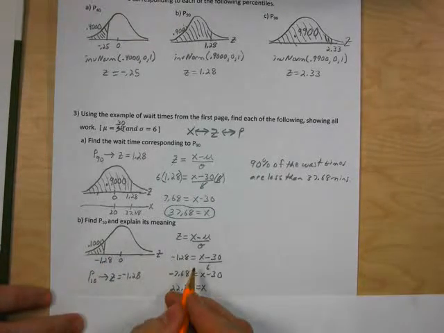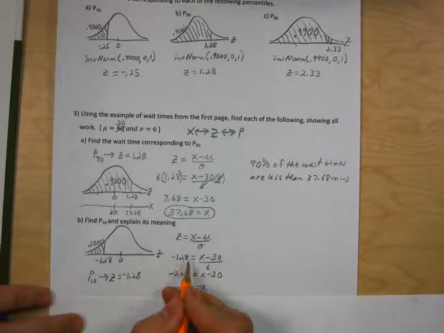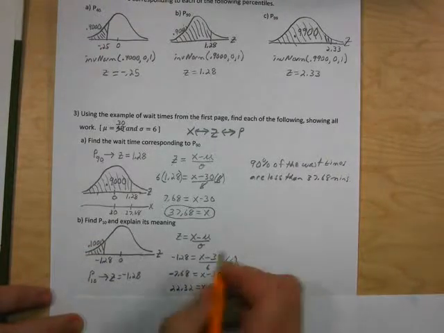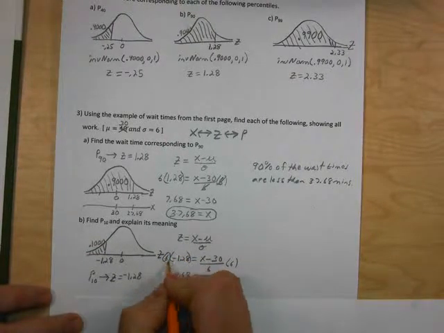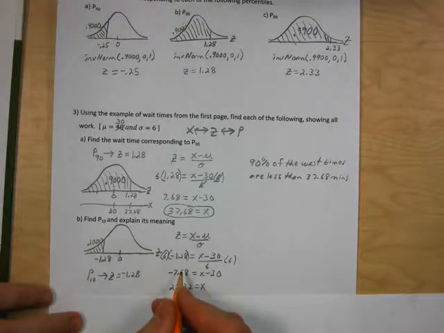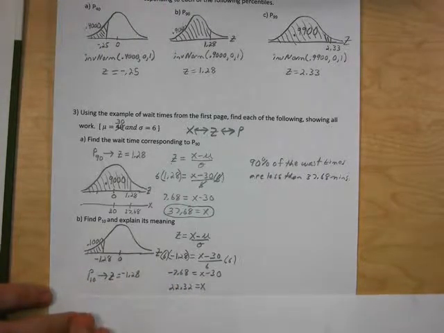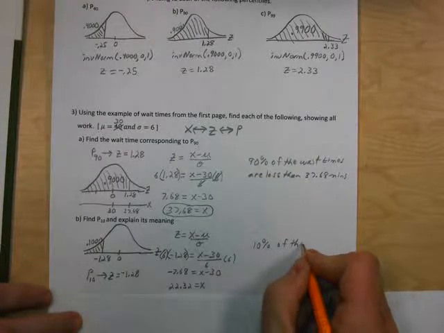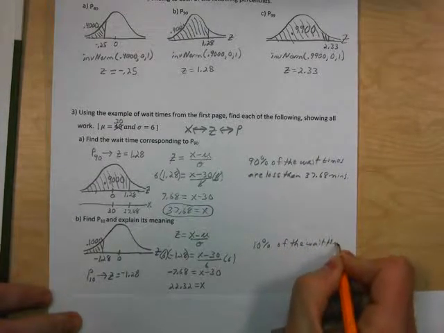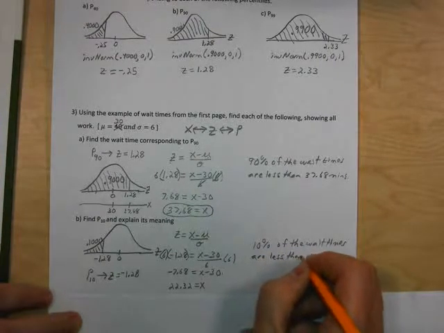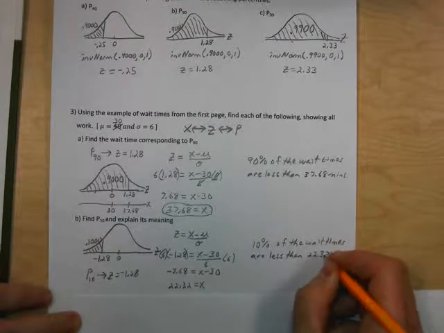So we know the z-score is negative 1.28 equals x minus 30 over 6. When you multiply each side by 6, you get negative 7.68. Add 30 to each side, which is basically 30 take away 7.68, and you get 22.32 minutes. So what does that mean? 10% of the wait times are less than 22.32 minutes.